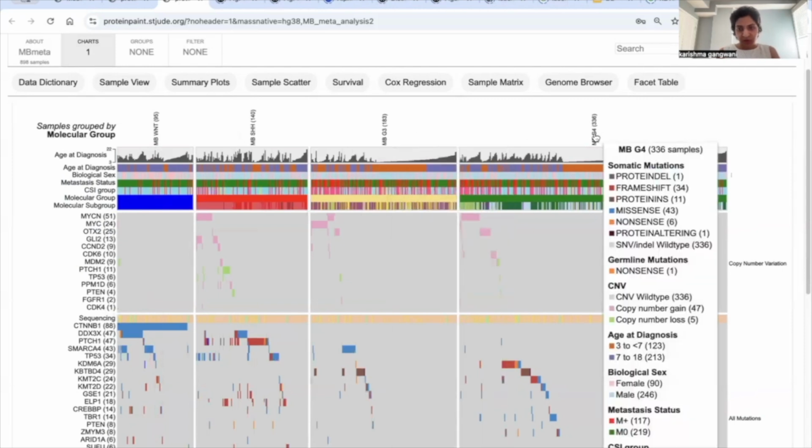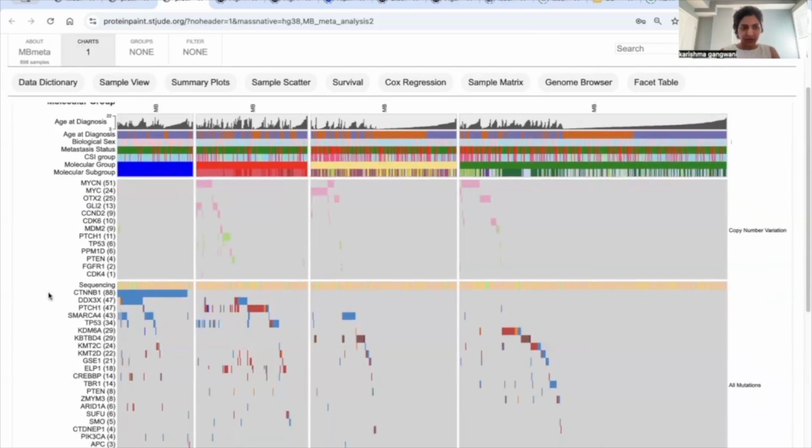And when you hover over them, it gives you the number of samples within each of these distributions. So here you can see within somatic mutations, the number of samples that fall into the different types of mutations. Same goes for the germline mutations, and copy number variants, whether it's wild type, whether it has a gain for that gene, or whether it has a loss. And then all the other clinical variables also show up with their numbers in the parentheses.